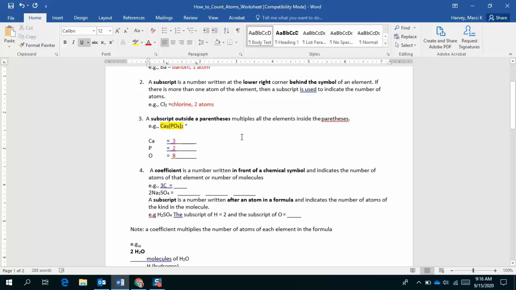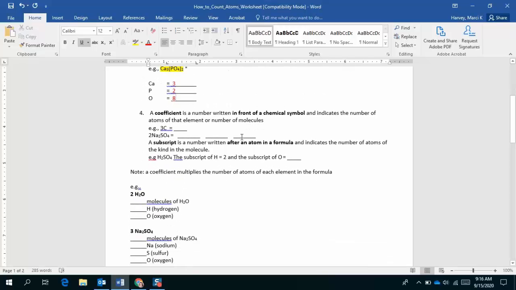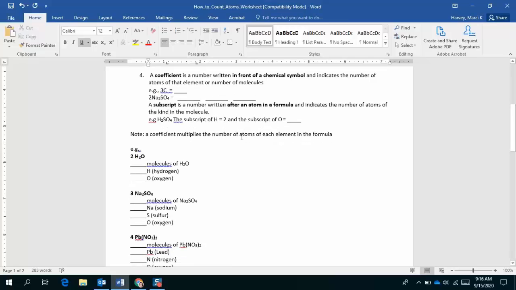Now there's one other type of number that you'll run into when you're counting atoms, and that is a coefficient. A coefficient is a large number written in front of a formula, like this 3 that you see here in front of the carbon. When it's written in front of a chemical symbol, that will also represent the number of atoms or molecules. So for this first example, it's another way to represent 3 carbon atoms.